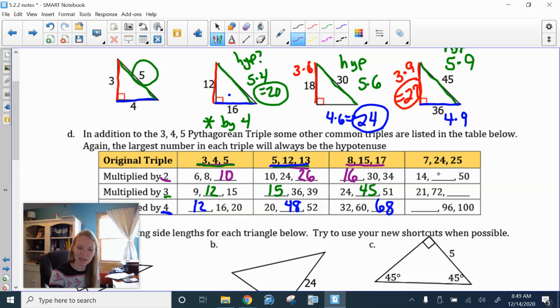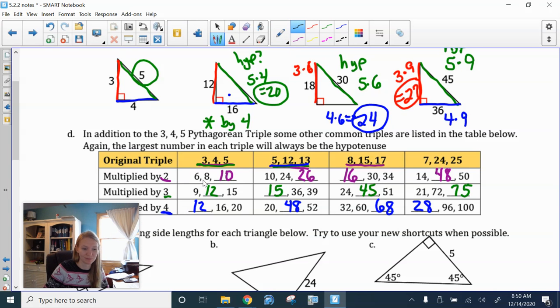If I double the 7, I get 14. I double the 24, I get 48. Notice the hypotenuse is staying consistently the biggest number: 25 times 2, I get my 50. If I triple it, 7 becomes 21, 24 becomes 72, 25 becomes 75. And lastly, if I multiply by 4, 7 times 4 becomes 28, 24 times 4 is 96, and 25 times 4 is 100. So it's just kind of seeing and recognizing some of those triples if you can.